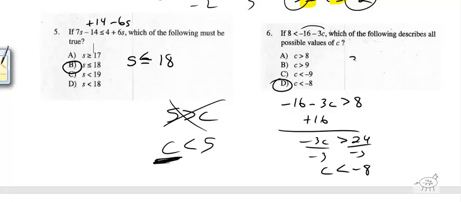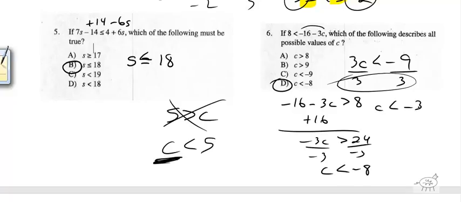Now, real quickly, just a comment. If you have, let's say, 3C is less than negative 9, for example, just because there's a negative there, don't flip it. It's only when you divide by a negative or multiply by a negative. So if I divide by 3, this is positive here. So it'll be C is less than negative 3. Okay, so that's our 4 questions.